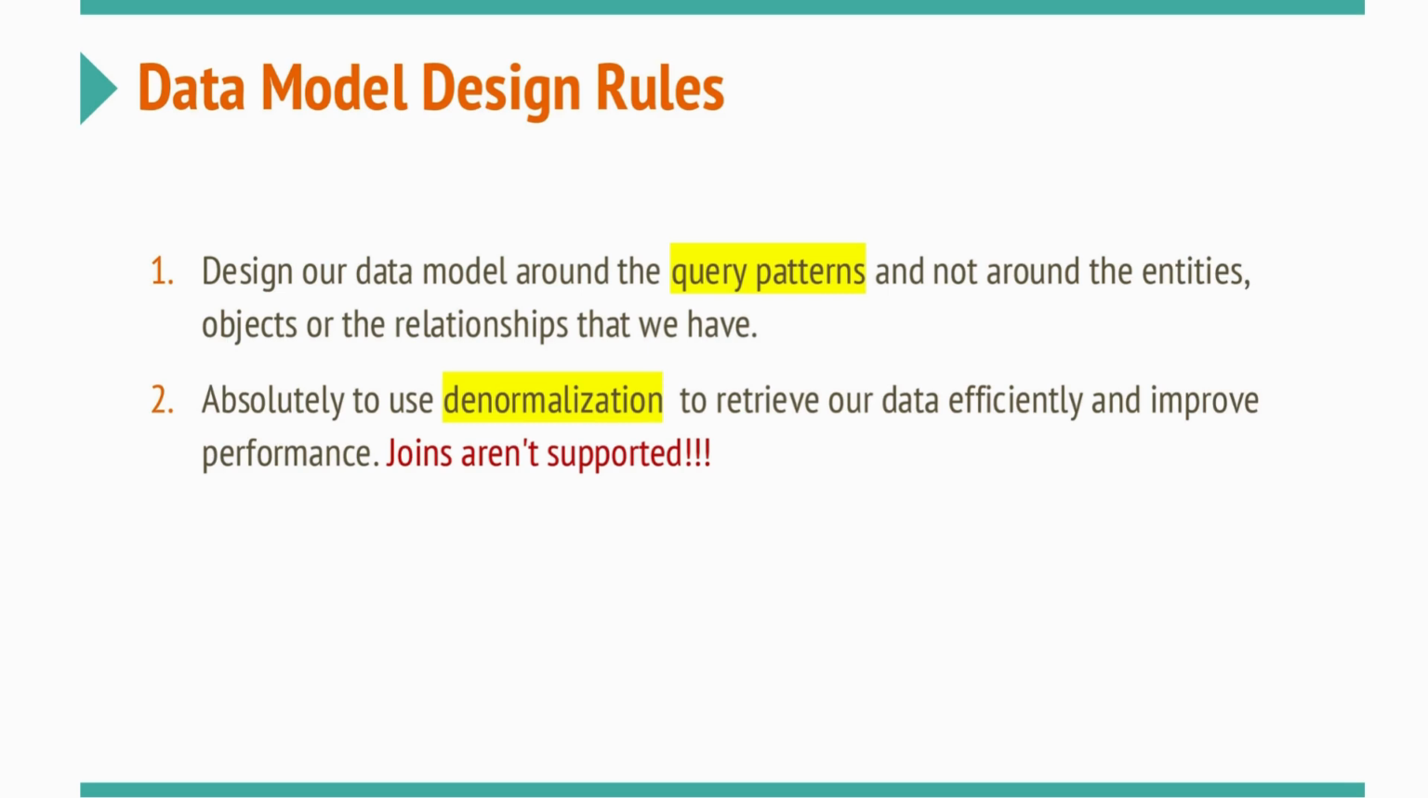Rule number 2, embrace denormalization. In the relational world, we try to avoid duplicating data. In Cassandra, we do it all the time. Why? Because Cassandra does not support joins. If you need data from two different things in one query, you must put that data together in a single table. Storage is cheap, but joins in a distributed system are expensive and complex. So we trade storage space for query performance.